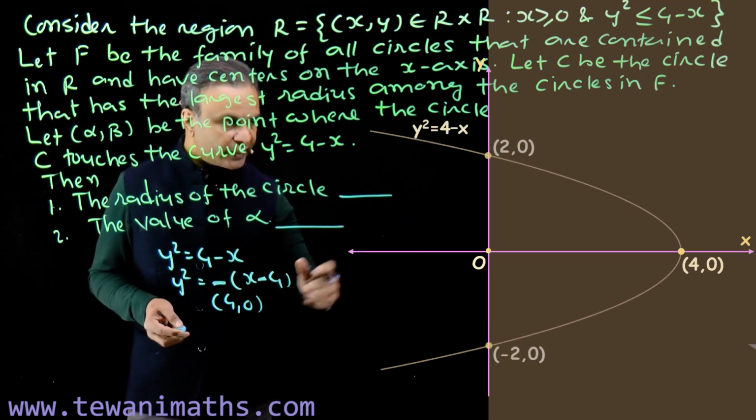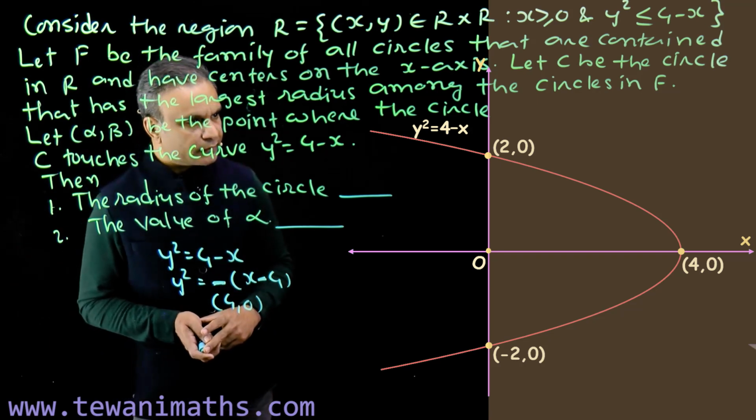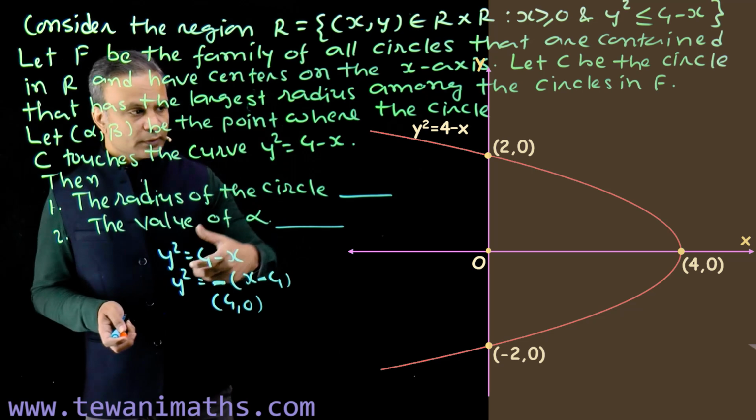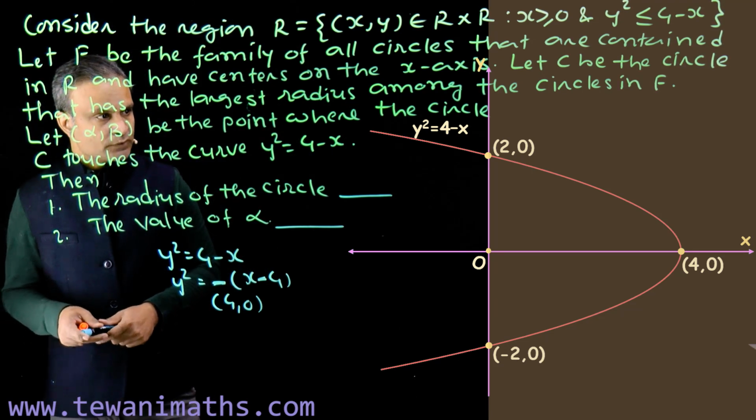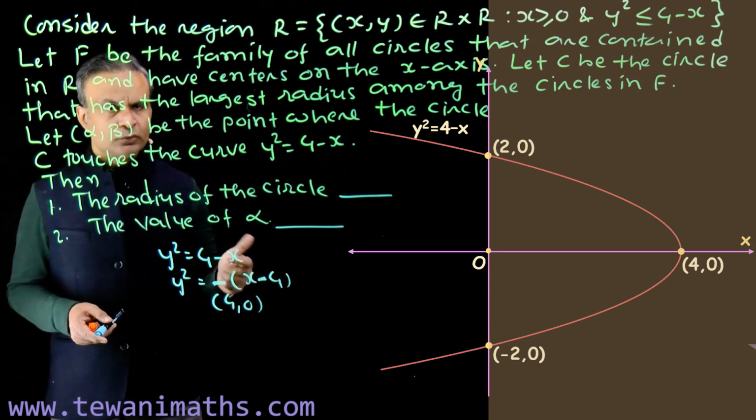Okay, so here we have a graph of a parabola having vertex at (4, 0), and it is concave towards the left. It intersects the y-axis at (0, 2) and (0, -2). Put x equal to 0, we get y equal to plus minus 2.